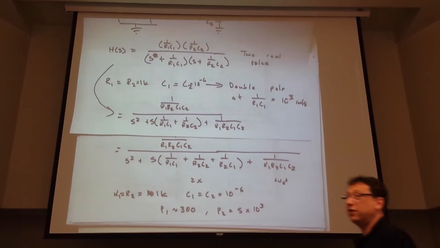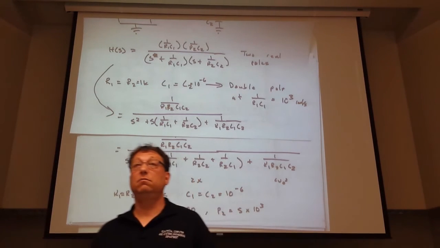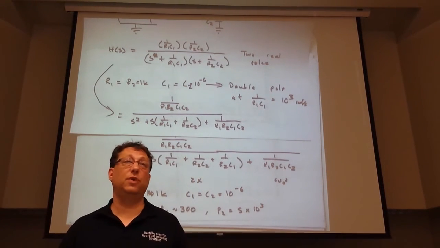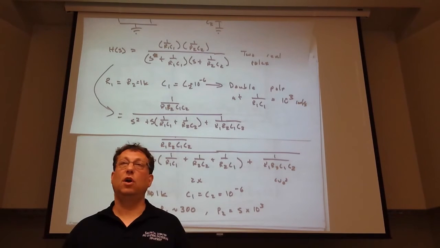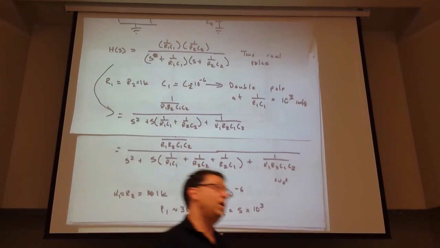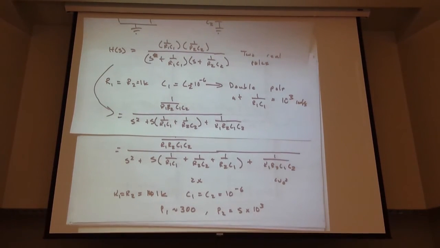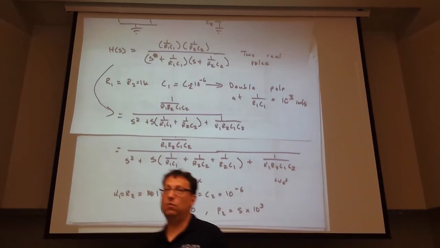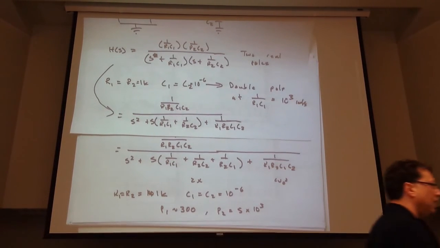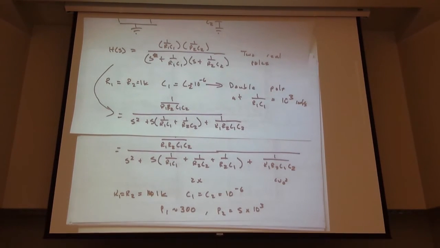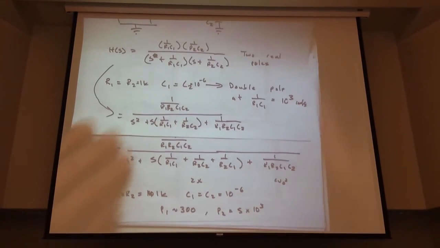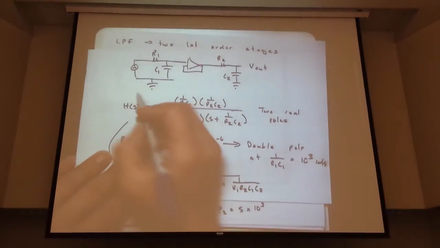Is that an impact? Are they different responses? Yeah, I would say that's pretty significant. So we have a pole at 300 radians per second as opposed to a double pole at 10 to the 3, much, much lower. We have a much smaller pass band, one way of looking at it. That's fairly significant.